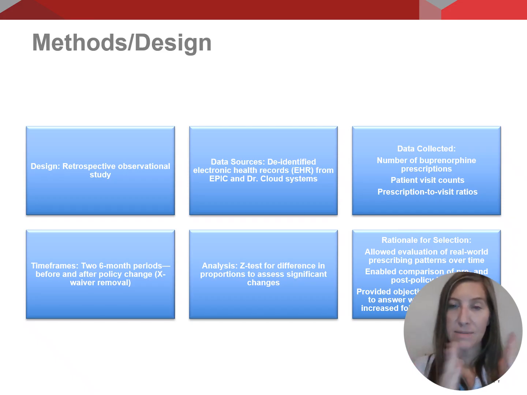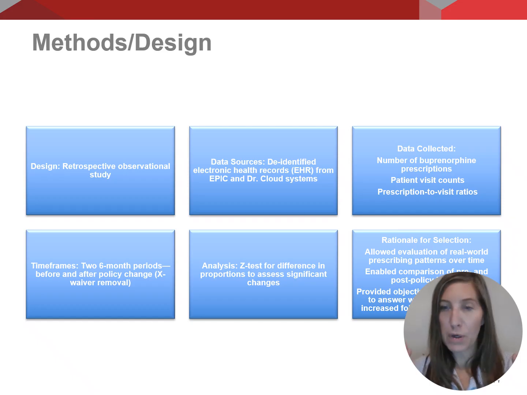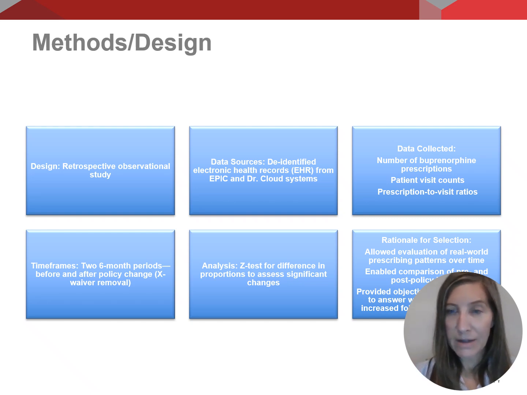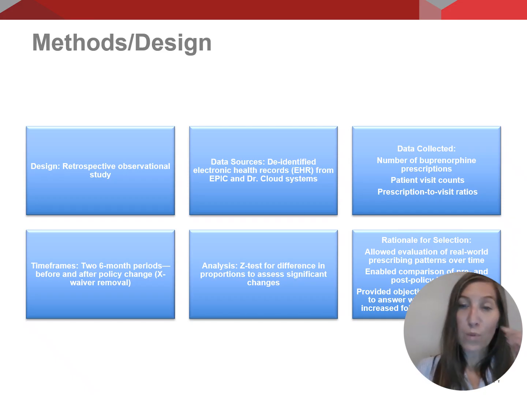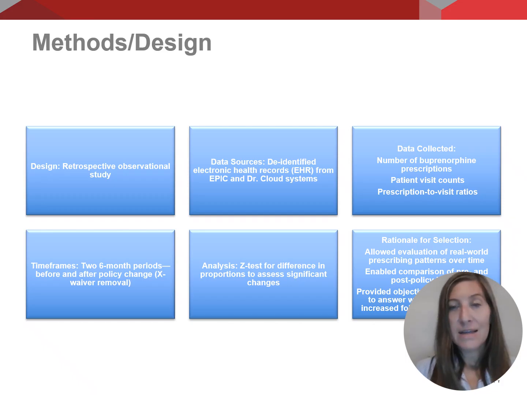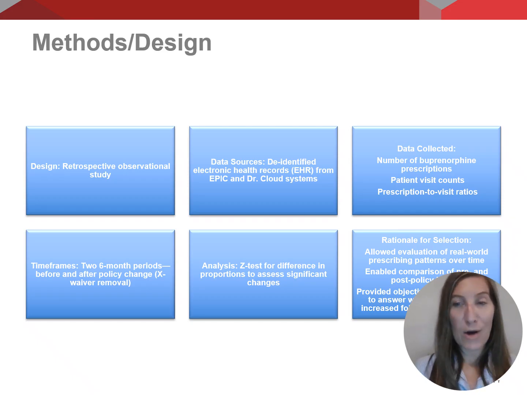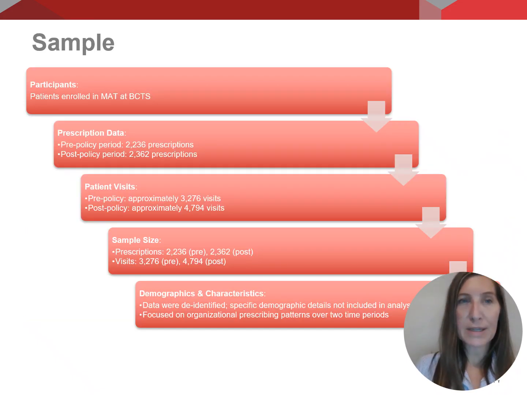The time frame, so I did 2 6-month periods. The first 6-month period is the 6 months right before the change occurred, and then I did the 6 months just post change, and those were pre and post. I used a z-test, which kind of makes sense for this, and the rationale, it allowed an evaluation of real world prescribing patterns over time, and it enabled the pre and post policy data that I collected, because I had a lot, and it gave us really great answers on how statistically impactful what we collected actually was. So it was a good choice.